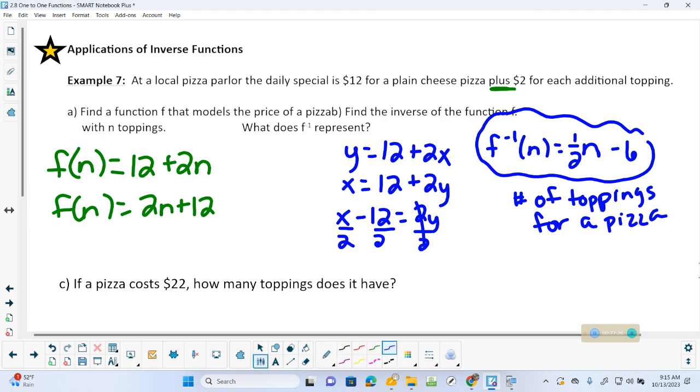Okay, if a pizza costs $22, how many toppings does it have? Anybody? Can you mental math it? 5. Okay. So if the pizza costs $22, put your 22 in here. We're going to solve for the toppings, and just like that, Max is right. All right. Solve it. Subtract. You got 10 equals 2n. N equals 5. I'm going to put 5 toppings.